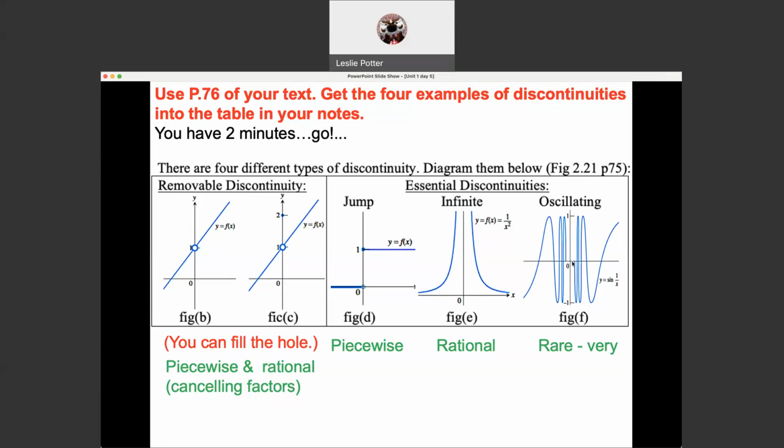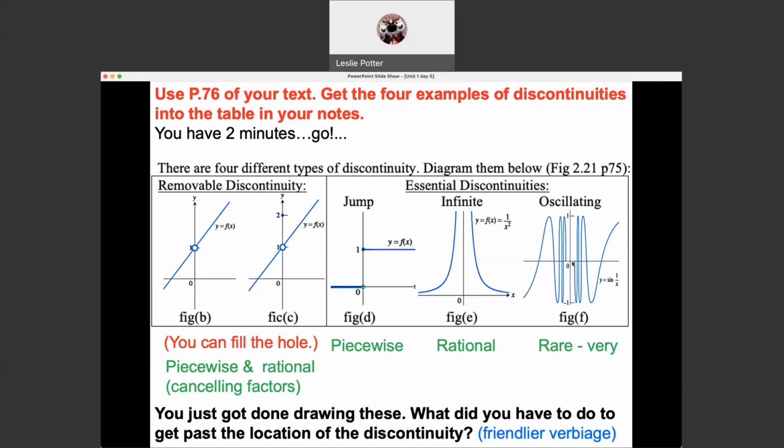So questions about that. Those are the 4 discontinuities: removable, jump, infinite, and oscillating. Okay. So if you don't have one of those 4 things, then you must have continuity. So let's talk about some friendlier versions of the definition of continuity. What do you have to do to get past the location of discontinuity?